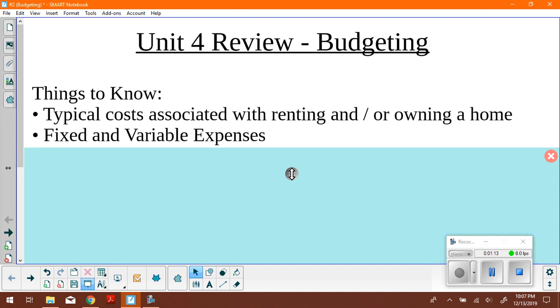You need to be able to understand the difference between fixed and variable expenses. So knowing that things like, say, your rent or your mortgage payment are typically fixed because they're the same amount every time you pay them, while other things like, again, heat, electricity, water, food, those things tend to be variable. They don't cost exactly the same week to week or month to month.